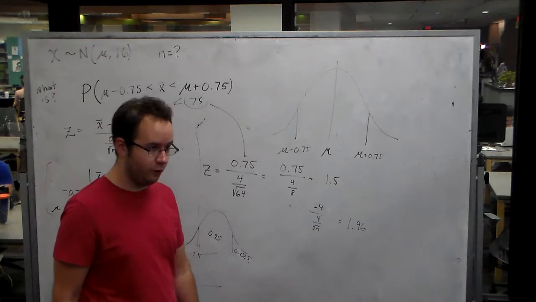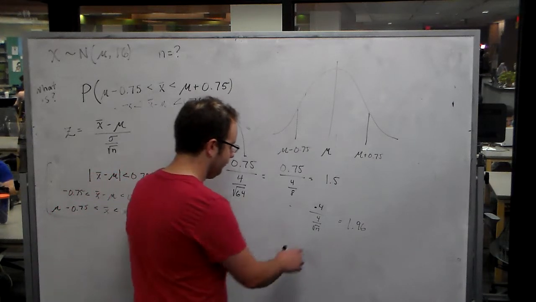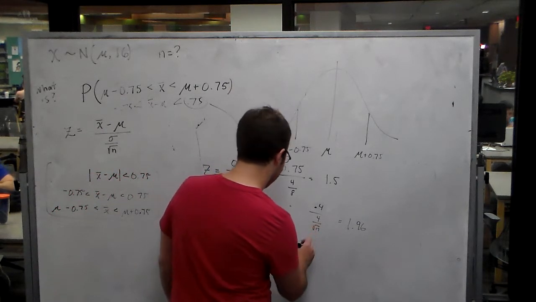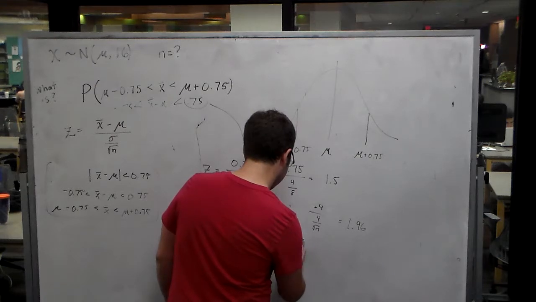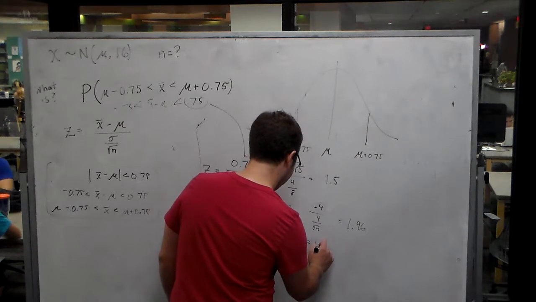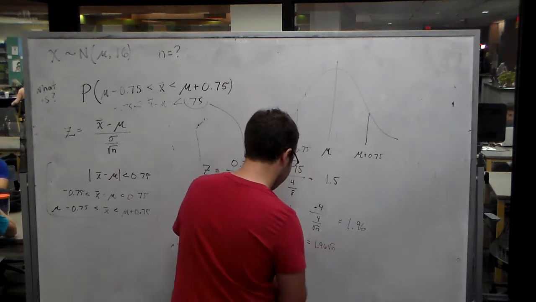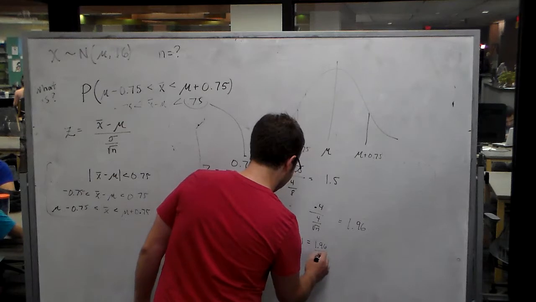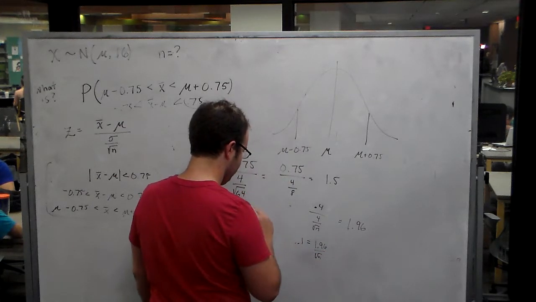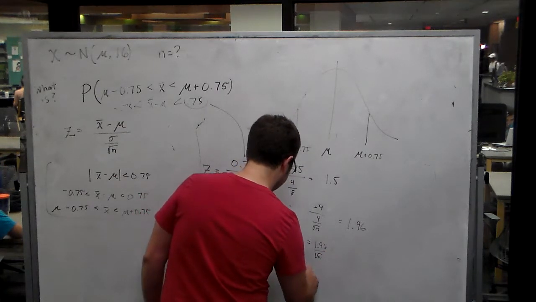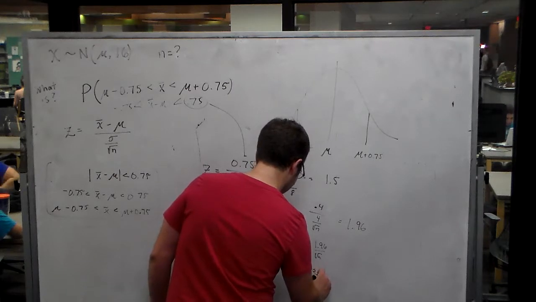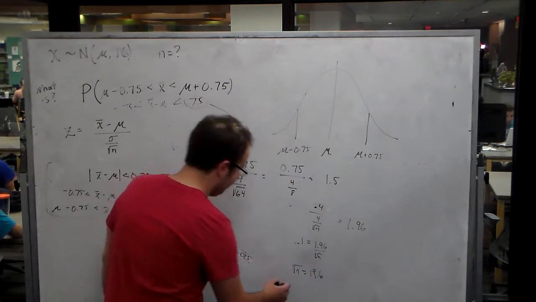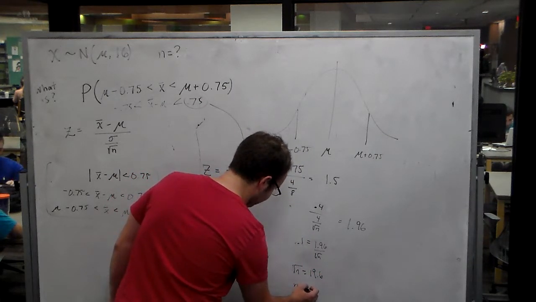At this point, we just solve for n. So this is the same as 0.1 equals 1.96 over the square root of n. Did I mess that up somehow? Yes, I did. Over the square root of n. Yeah. Okay. And then the square root of n equals, you're right. Never mind. 19.6. We then square both sides and get n equals 19.6 squared.